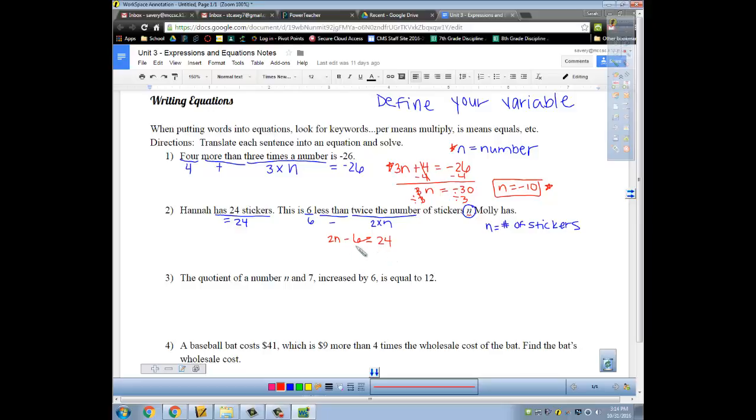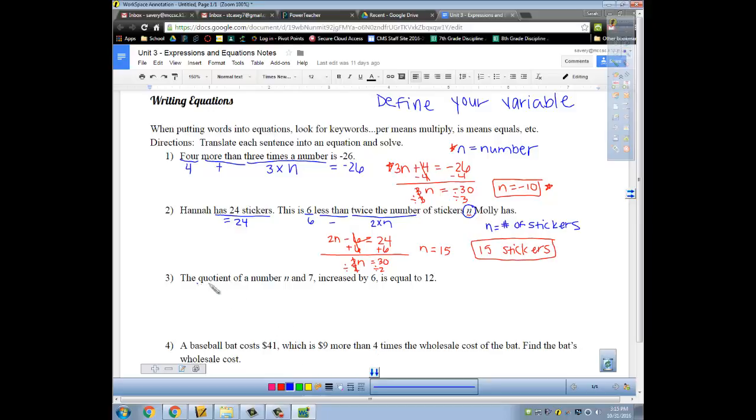And then solve it, so I'm going to add 6 to both sides. Get 2n equals 30. Divide both sides by 2 to get n equals 15. Now, this one we were talking about real objects and real things. So n here stood for number of stickers. So the answer is 15 stickers. So if we're actually talking about real objects, make sure there's a label on your answer.